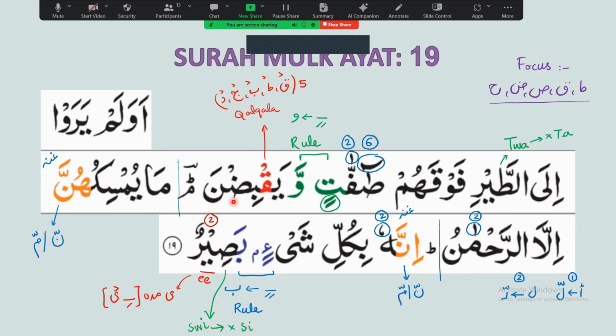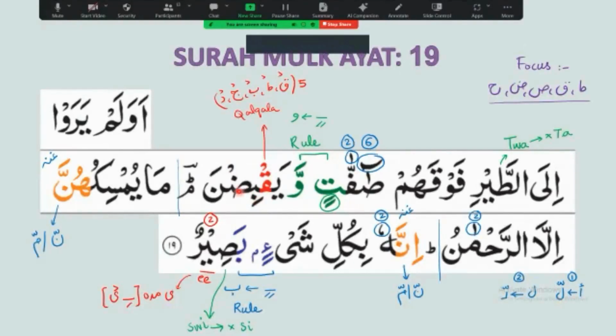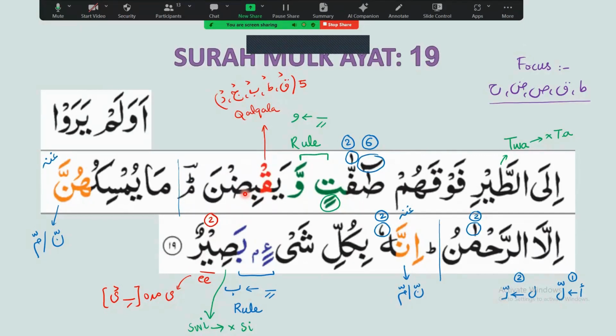Okay, here dhad has a sakin on it, so we'll join this sound with the previous letter of ba and say biod, biod, the b sound with the ba sound, because I'm making my mouth full when I say ba here, biod. Why? Because this is the heavy letter and my back part of the tongue is raised for that.